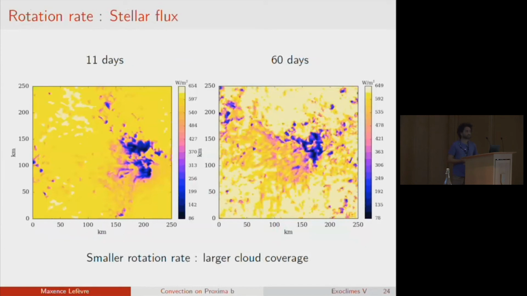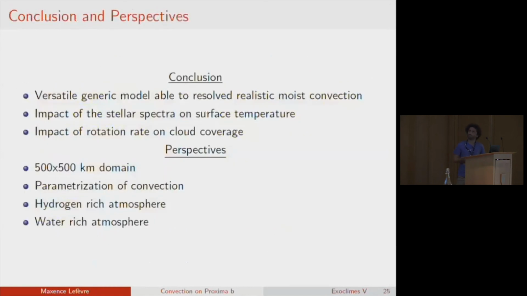Now, this is the stellar flux for the Proxima B case, with the faster rotation and slower rotation, and you can see here that the cloud cluster is larger, and the surface flux that reaches the surface can be lower, and so the rotation rate of the planet will affect the cloud coverage.